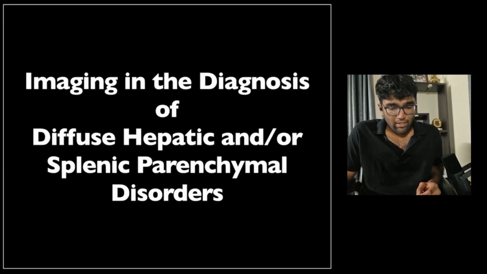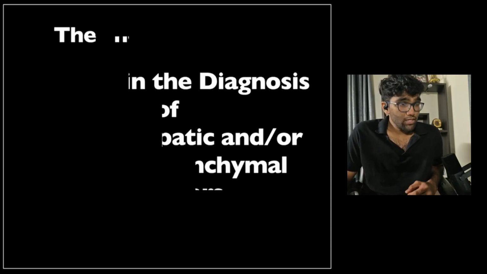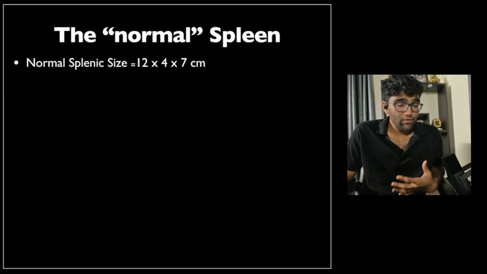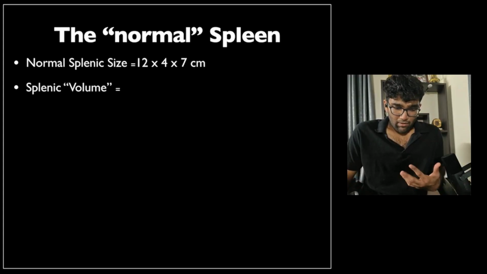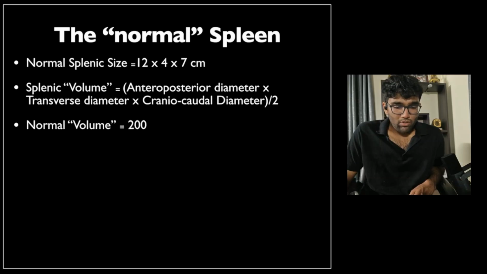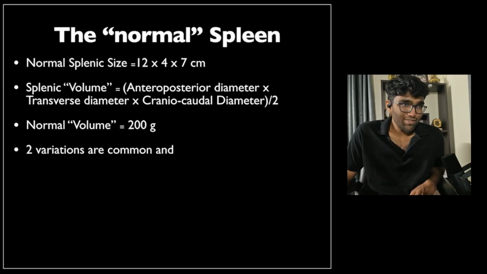Imaging in the diagnosis of diffuse hepatic or splenic parenchymal disorders. Now, why hepatic also? Because it will become apparent in a few slides from now. The normal spleen has a size of 12 by 4 by 7 centimeters. The splenic volume, obviously an abstract or rather arbitrary way of describing it, is basically the anteroposterior diameter times the transverse diameter times the craniocaudal diameter divided by 2. The normal volume comes out to be around 200 grams. So again, it's not volume, it's given as a mass.